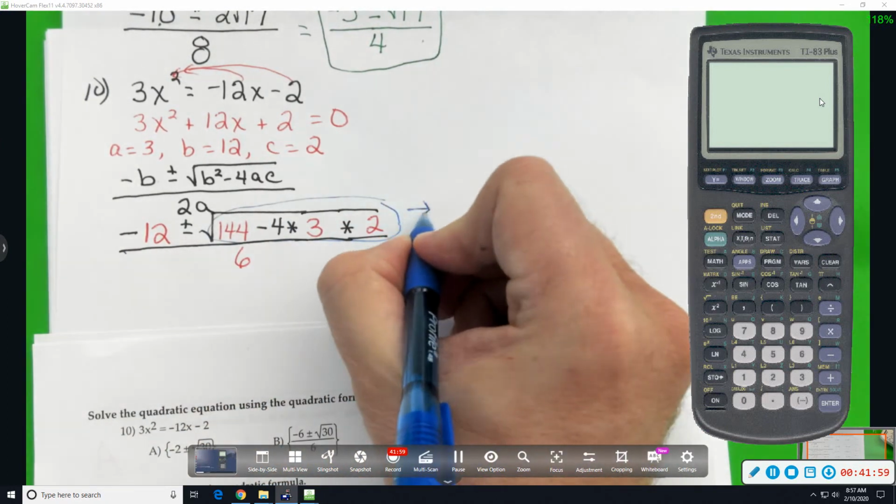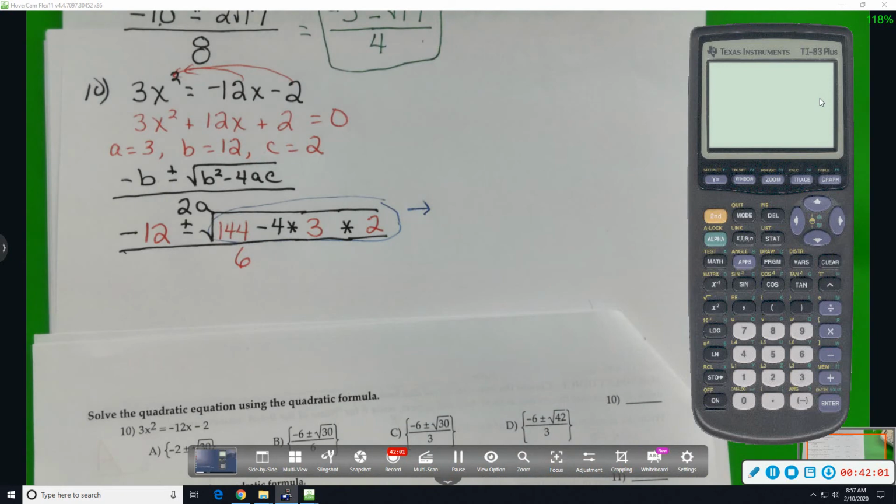Okay? So do it either by hand or calculator. I'm not saying that I think the numbers are so big. If you're thinking, well, wait a minute, I don't need a calculator for this, okay, it's just my thought process. 4 times 3 is 12, times 2 is 24. 144 minus 24 is 120, but that's what I'm doing. 144 minus 4 times 3 times 2. 120.